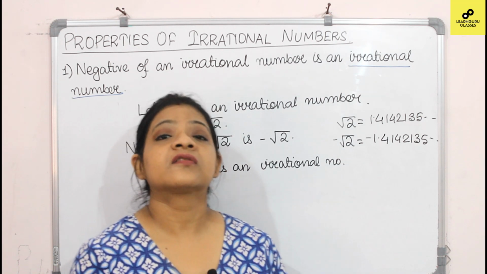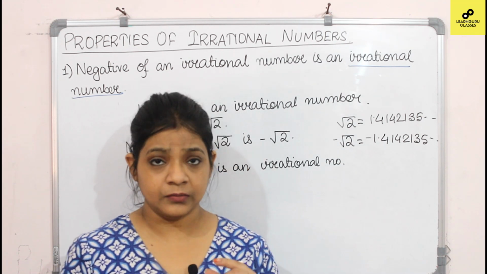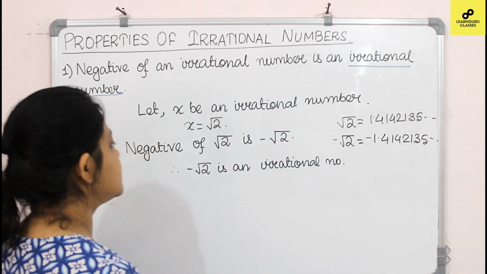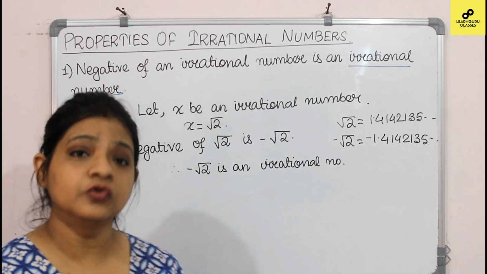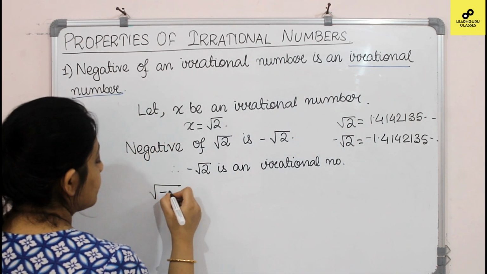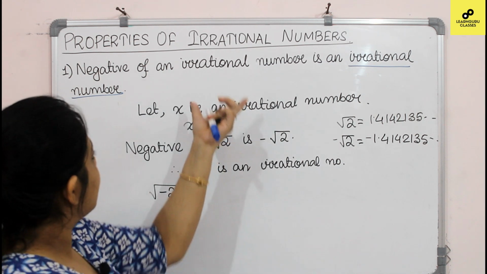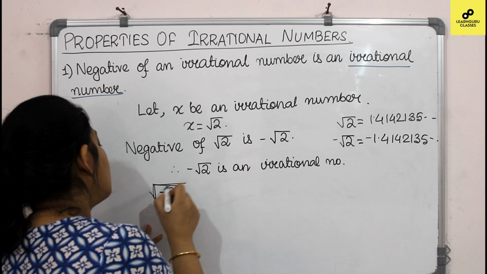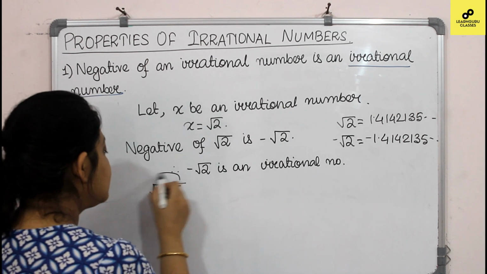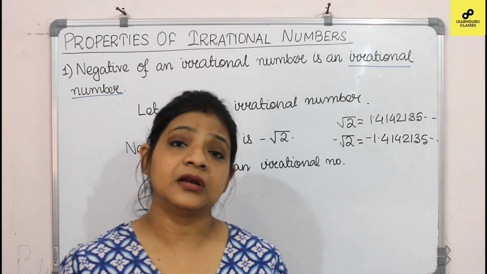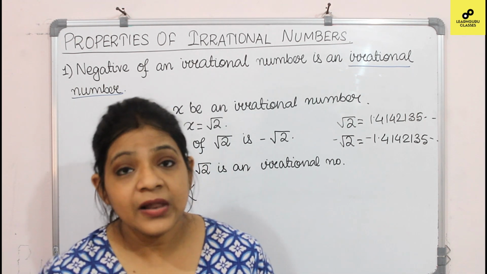Okay, but some of you may make a small, minute mistake that will create a huge problem. Suppose for the negative of an irrational number, you probably write root over minus 2. That is completely wrong. That will not be identified as an irrational number. That will be a complex number.